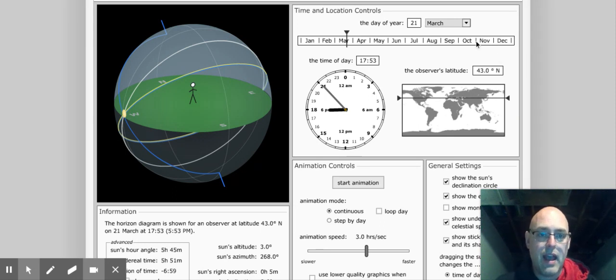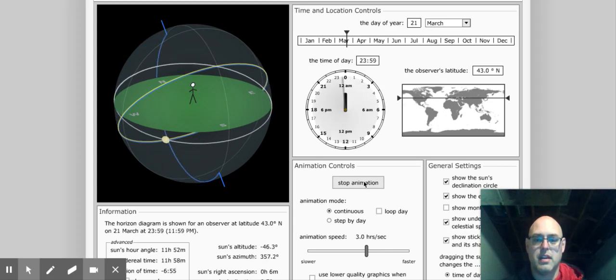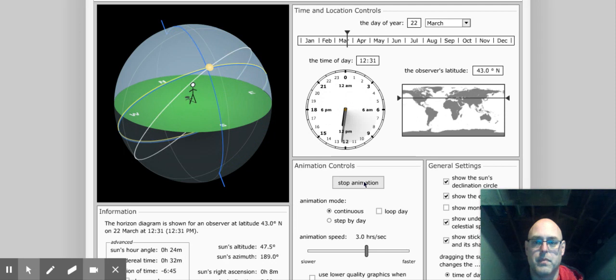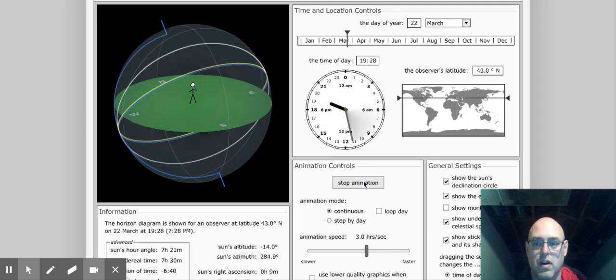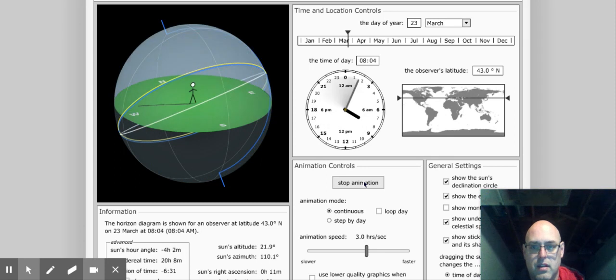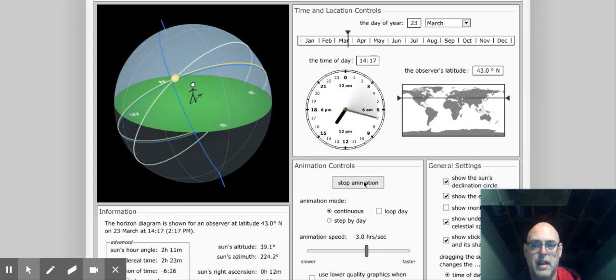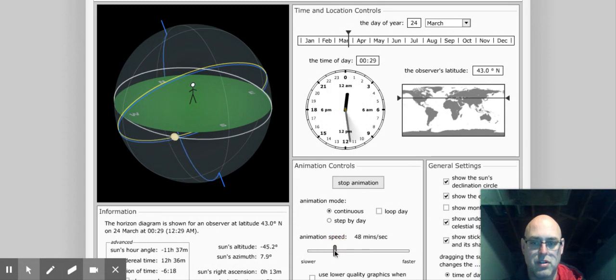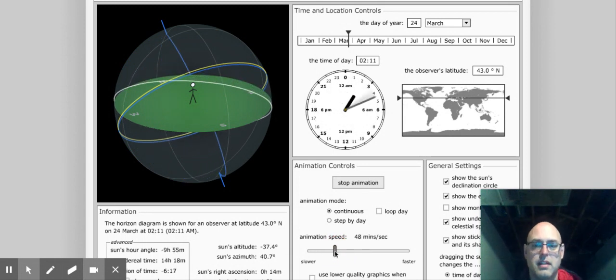So I'm going to select the day of the year as the 21st of March, and I'm going to start the animation. So what you'll see is as the animation runs, the sun is going across the sky. Now, if it's going too fast, you can actually slow down the animation so you can see it a little more clearly so you understand the effects.